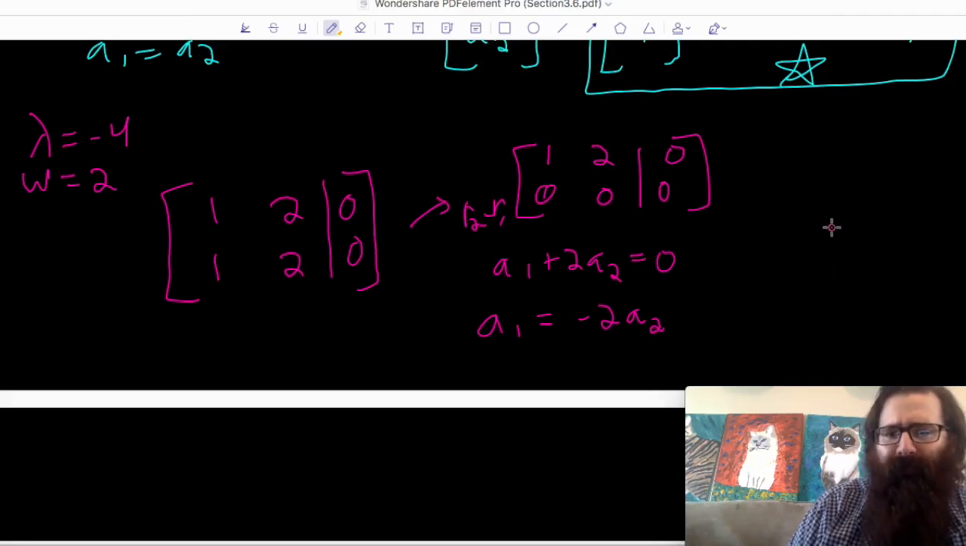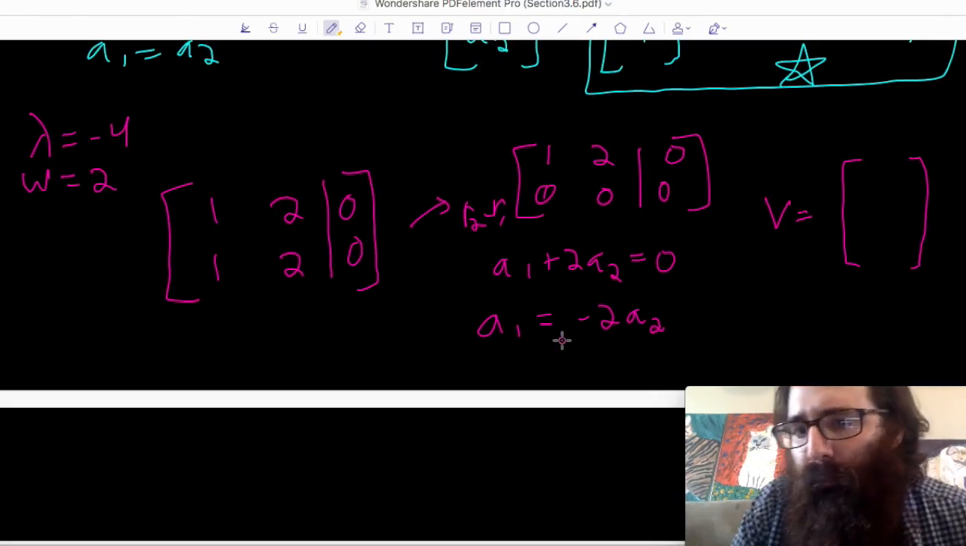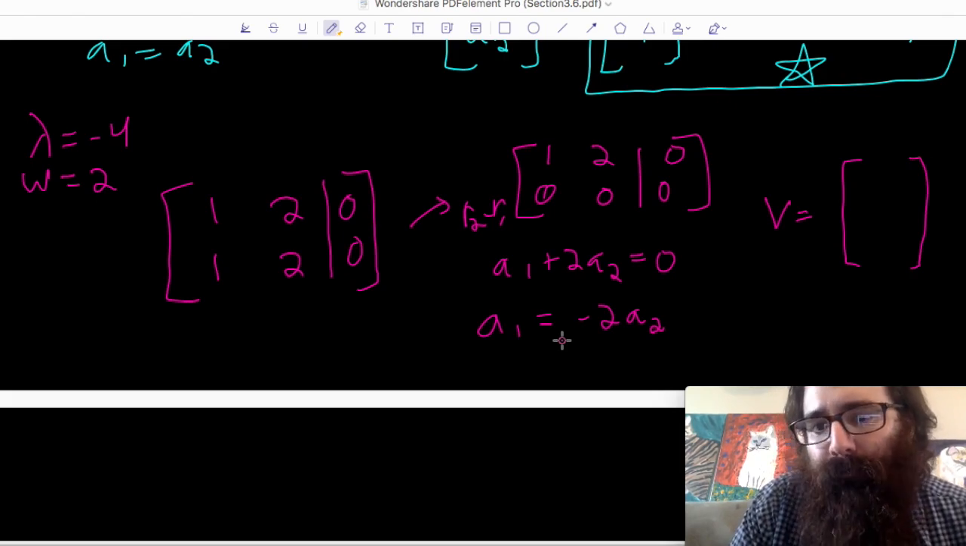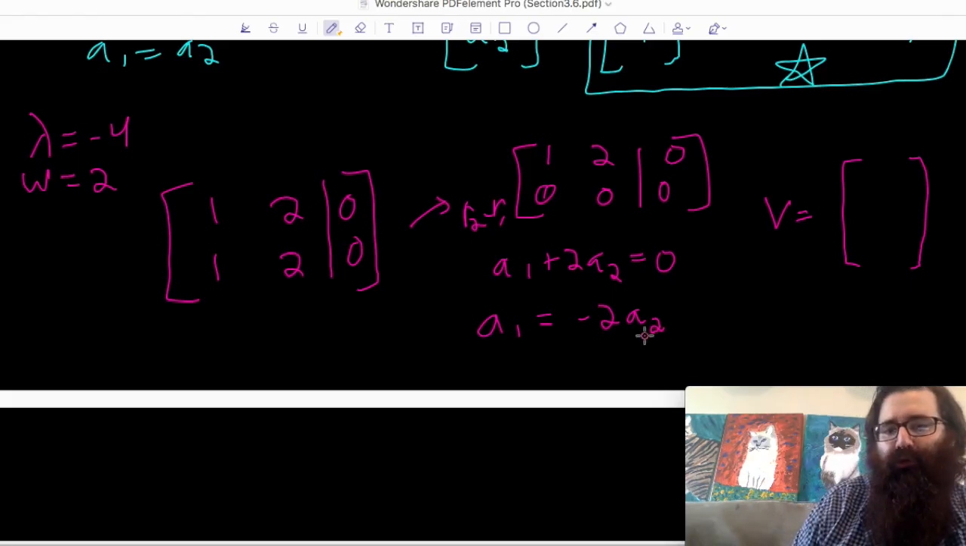And I'm going to try to pick the nicest vector in this case. So I would say, well, let me pick, I always like a sub 1 to be positive. Does it have to be that way? No. But once you get to be as old as I am, you can't really change anything about yourself. So I would say, let me pick a sub 2 in this case to be -1.